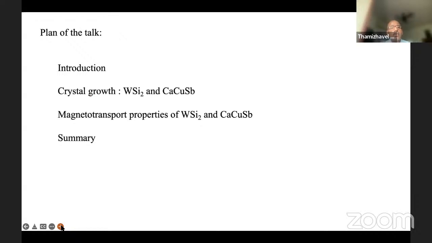The plan of the talk goes like this. I'll start with a very brief introduction about the various techniques that are available to grow single crystals of topological semimetals. And I will go into detail on some of these crystal growths, of WSi2 and calcium copper Sp, which have some interesting results. So I'm going to discuss more about the transport properties of WSi2 and calcium copper Sp. Finally, I will summarize these results.